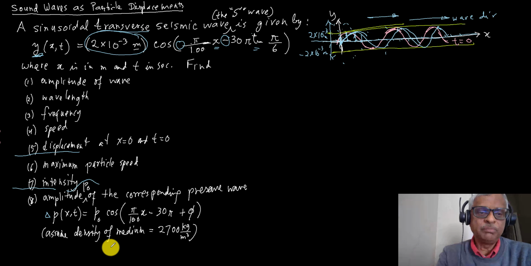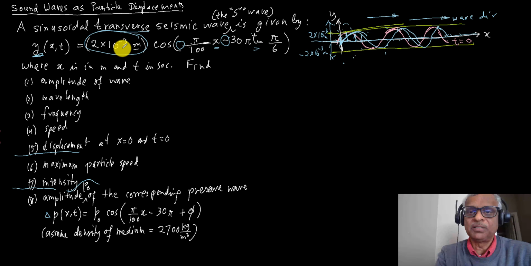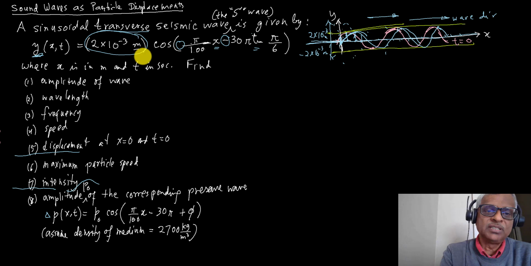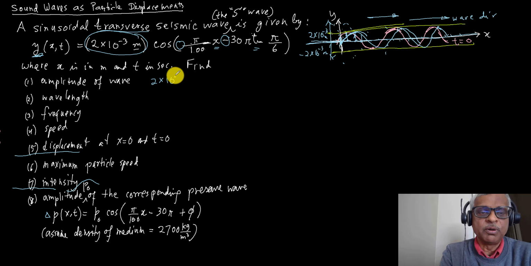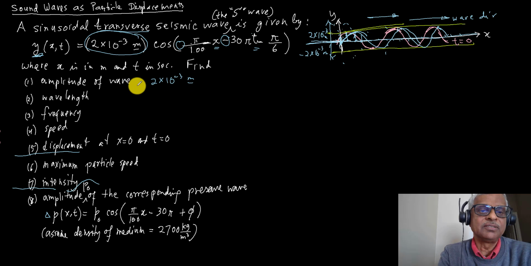Okay, so the amplitude of the wave, we already talked about. This is the amplitude, how much from the equilibrium it goes up or down, how far away from the equilibrium it goes. So this is just 2 times 10 to the power minus 3 meter. That's the answer for this.